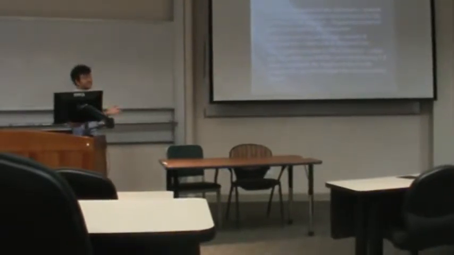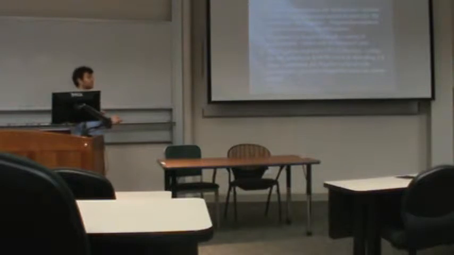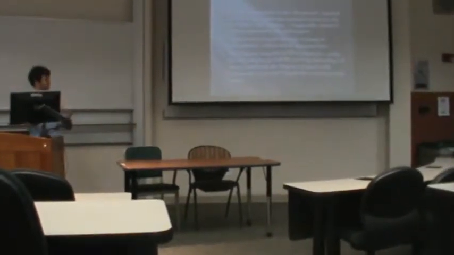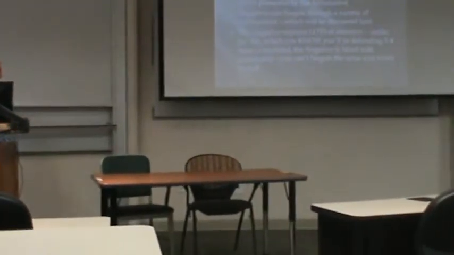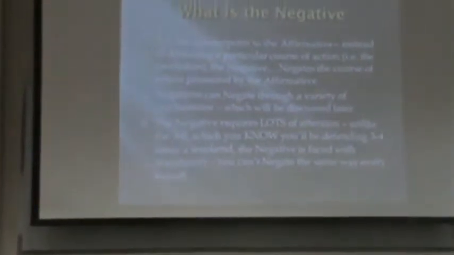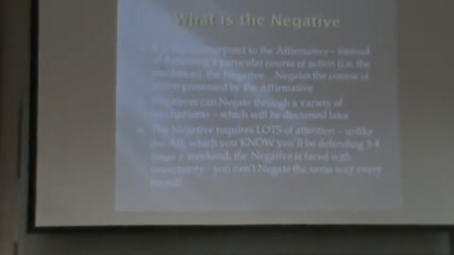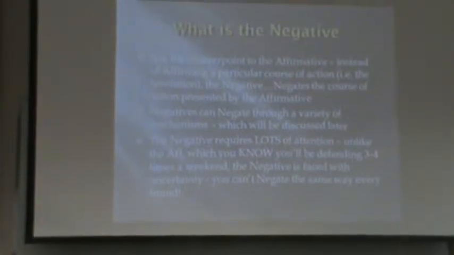There might be 20 teams you could be negative against, and that's a lot to prepare for. That's something you've got to keep in mind when you're preparing for the negative. It requires a lot of attention, it takes a lot of uncertainty, and because of that, you can't negate the same way every round. When you're saying no against a Mexico affirmative, the type of arguments you make are, most of the time, fundamentally different from what you do when you're negating against a Cuba AF. Why?